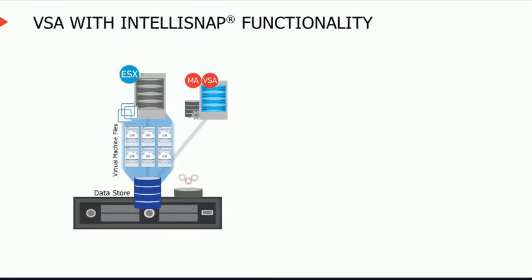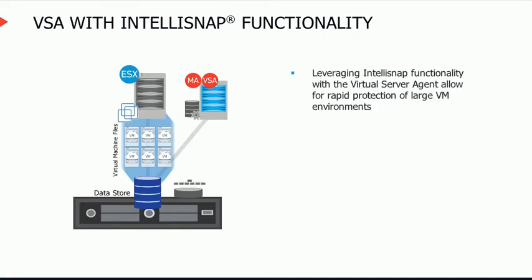As was mentioned, by combining the power of the virtual server agent with CommVault IntelliSnap functionality, very large virtual environments can be protected in a highly efficient manner. By snapping a data store within a virtual environment for a protection copy, then conducting any processing on the snapshot as opposed to the live production volume, overhead on the virtual machines can be minimized. VSA with IntelliSnap functionality is supported for both VMware and Hyper-V environments.